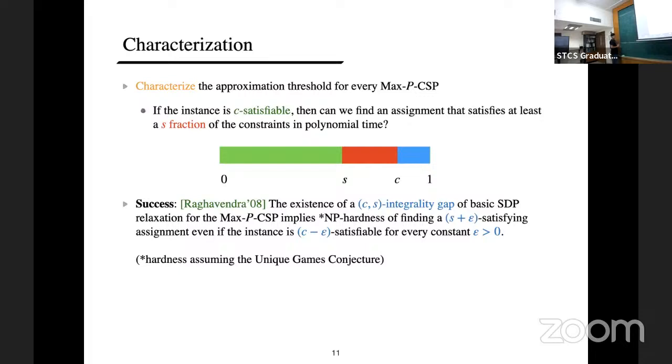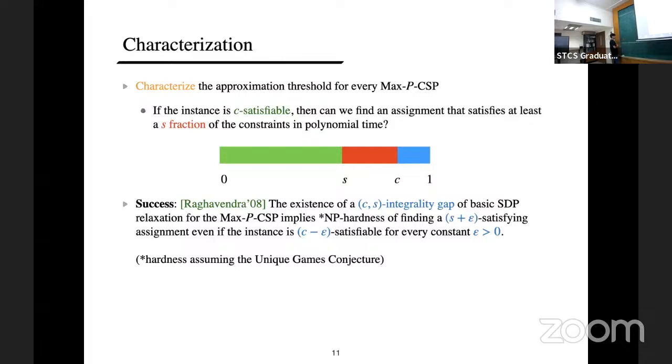So for every max PCSP, you can define something called a semi-definite program, which I won't define in this talk. It's some relaxation, a stronger relaxation than the linear program that you write for your combinatorial optimization problems. And then you can talk about the integrality gap of this relaxation. So what is the integrality gap?